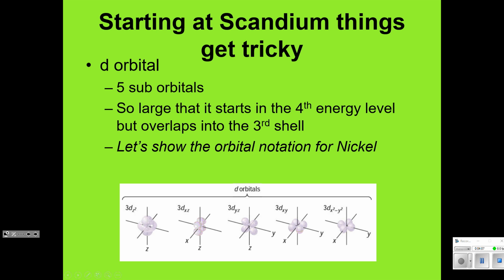Even though the D starts in the 4th, it's so big with those 5 suborbitals, it actually overlaps with the previous energy level, the 3rd, which is why I had you write a 3 next to scandium to show anything from scandium to zinc actually occupies the 3rd energy level, even though it's in the 4th row across. Again, that is kind of an unusual thing.